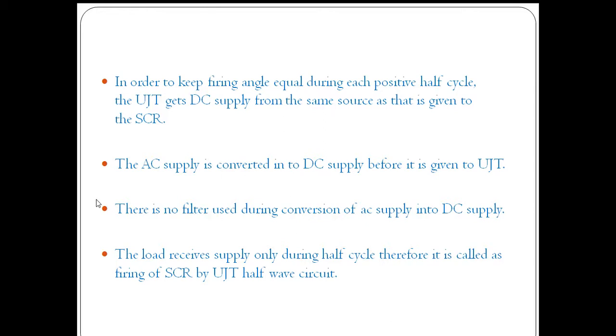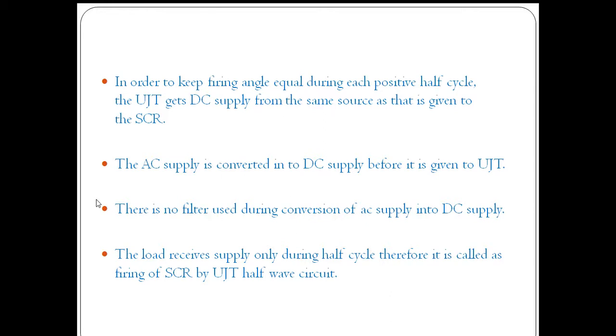We have mainly discussed this important question: how to conduct the SCR by using the UJT. Very important question. Frequently in exams they ask how to trigger the SCR by using the UJT. And we have also discussed different commutation methods, natural commutation method and forced commutation methods. The natural commutation method we use whenever the AC supply is available. Whenever we are operating with the DC supply, we go for forced commutation techniques.